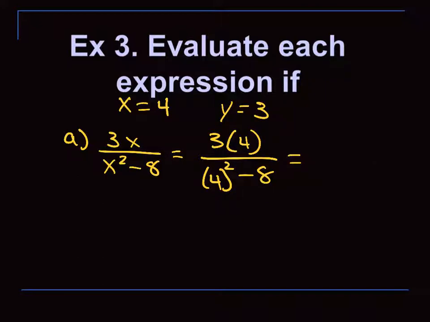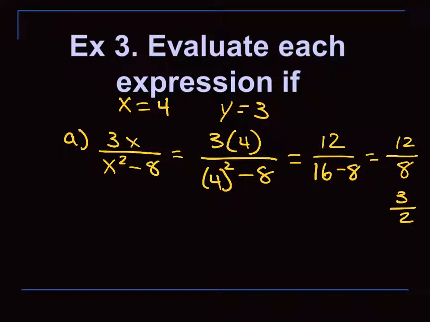So again, this is like a bar. So I'm going to do the top, and on top I got 3 times 4 is 12. On the bottom, what do I have to do first? Yep. I got the parentheses, nothing to do, but then after the parentheses is the exponent. 4 times 4 is 16, minus 8. So we get 12 over 8. That's an improper fraction that can be reduced. What is a number that goes into both 12 and 8? 4. 4 goes into 12 3 times. 4 goes into 8 twice. 3 halves, which is an improper fraction.